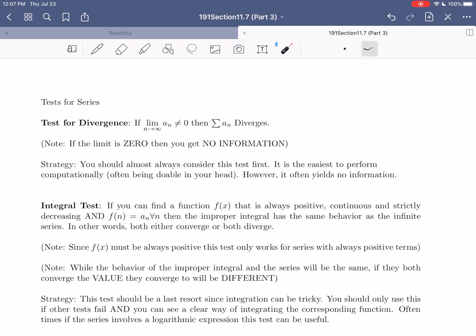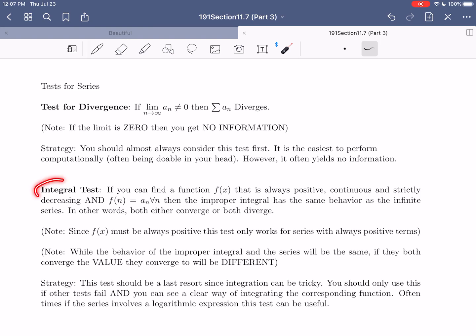All right. The second test that we introduced was the integral test. The integral test came from 11.3. It said that if you can find a function, f of x, that is always positive, continuous, and strictly decreasing, so 3 conditions. Remember that the hardest condition, or the one we often actually have to check, is the strictly decreasing one. And remember, this function has to be a corresponding function, meaning that f of n has to equal a sub n for all n. Then the improper integral has the same behavior as the infinite series.